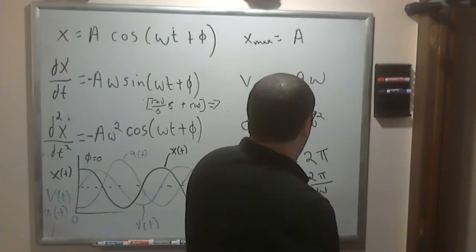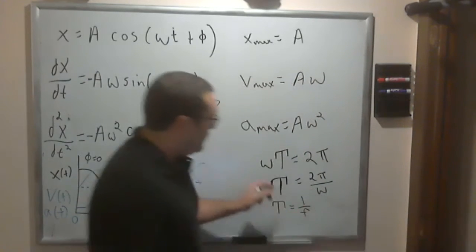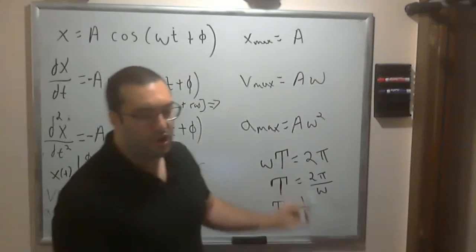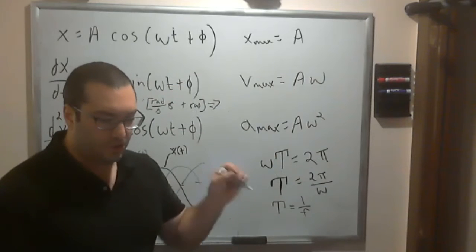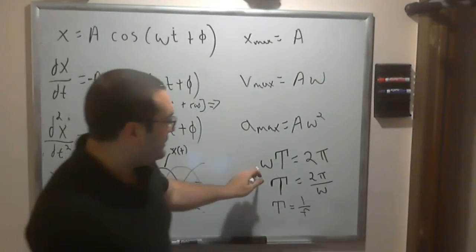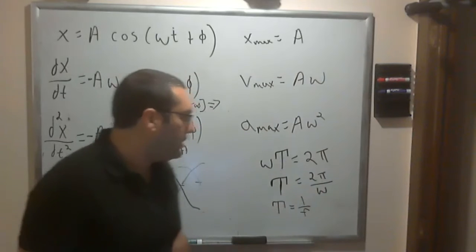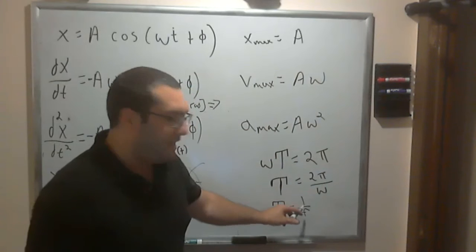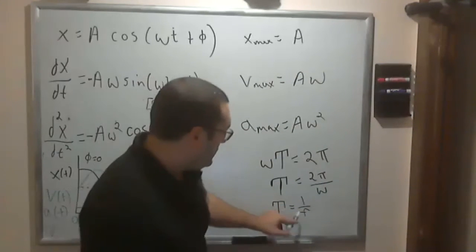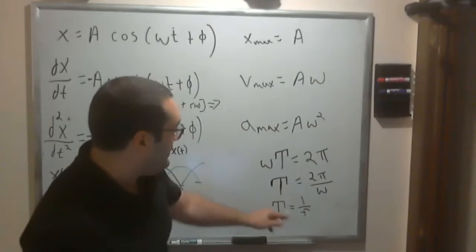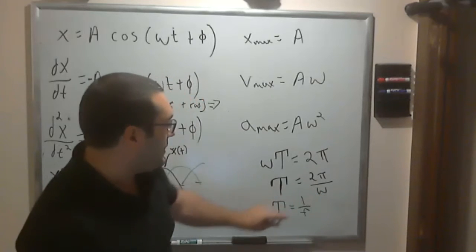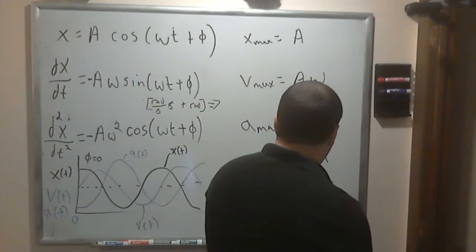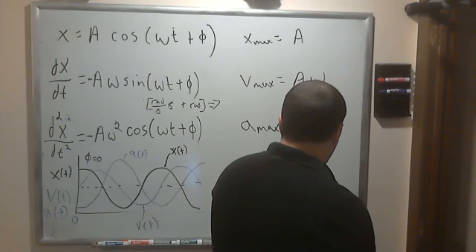Then, if you remember, the period is equal to 1 over the frequency. Remember that omega is the angular frequency, right? It's a little bit different than just the frequency, how many times it occurs in a second. It's different because we multiply by 2 pi. So omega is just equal to 2 pi times f.